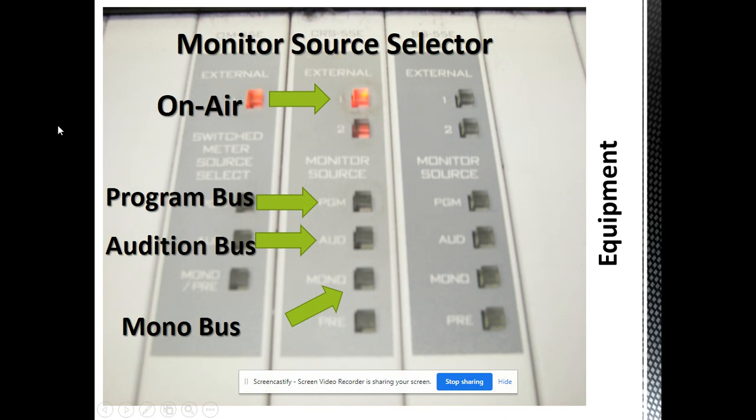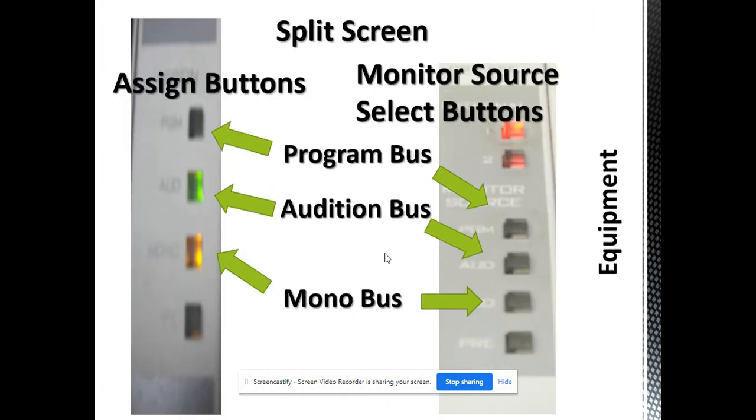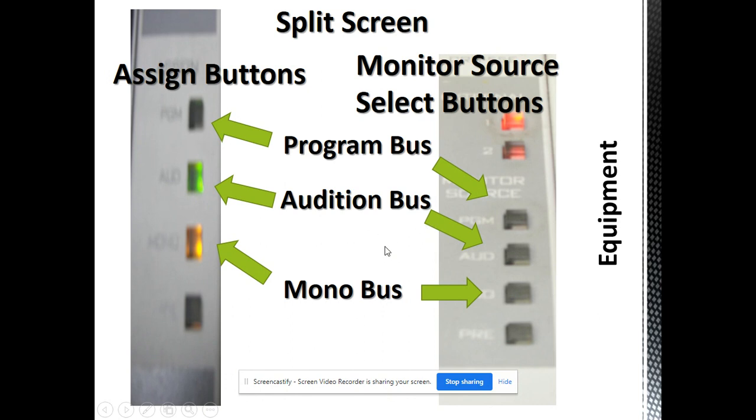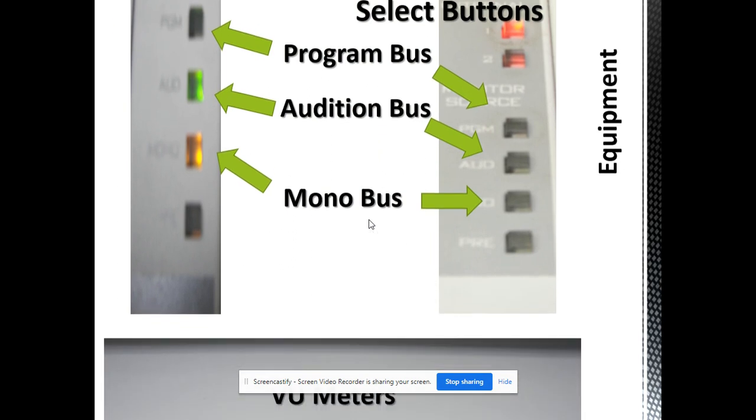These are called buses. Here's your on-air bus, the program bus, the audition bus, and the mono bus. These are selectors on what you're going to hear. In this case, this is the monitor source. So the sound that's coming out is determined by which bus you have pulled down. Obviously, this one lit up is the on-air bus, and therefore we are listening to what is going out over the air. So when you're on the air, we are generally listening to the mono bus. Okay? You can assign buttons for these buses. We generally don't mess with that a lot.